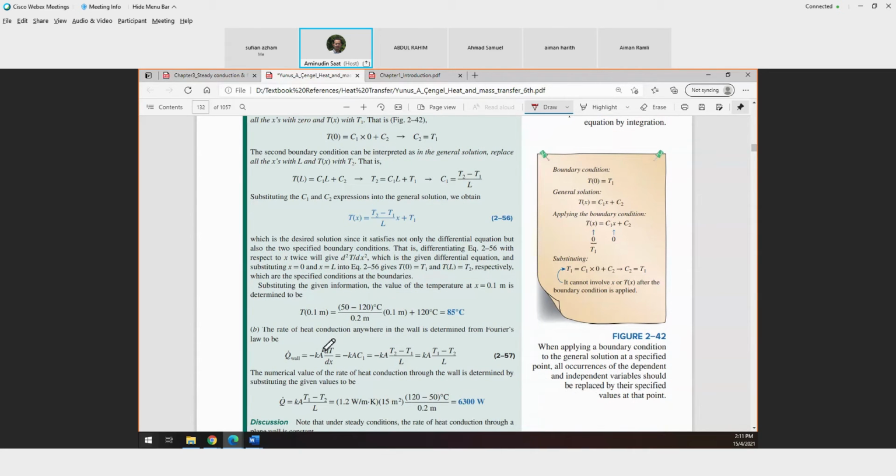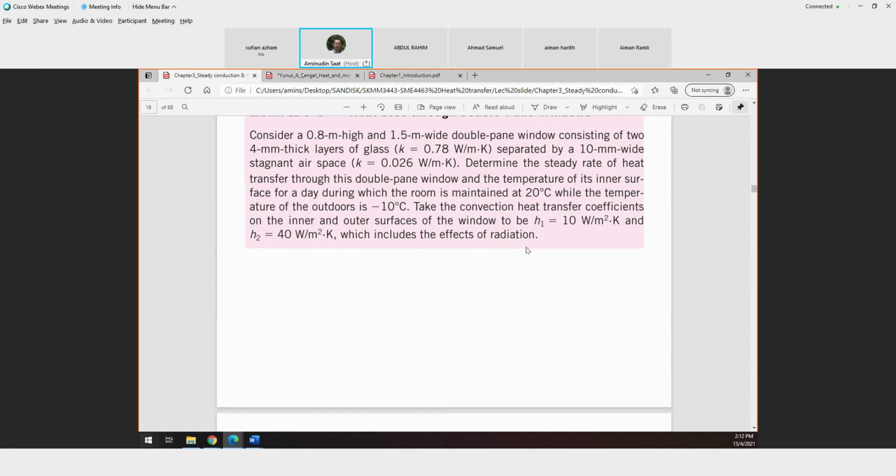Okay, like this. It's mentioned here the equation is taken from 2.56. So it's mentioned where the original equation is coming from. That means by open book, you can take the equation from the textbook and you can take the properties from the textbook, especially in the appendix.